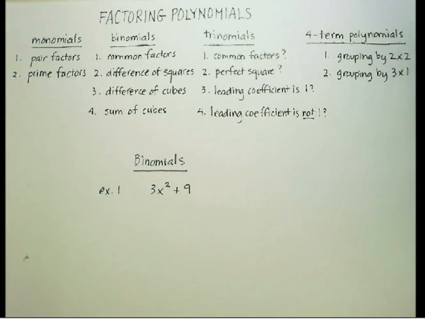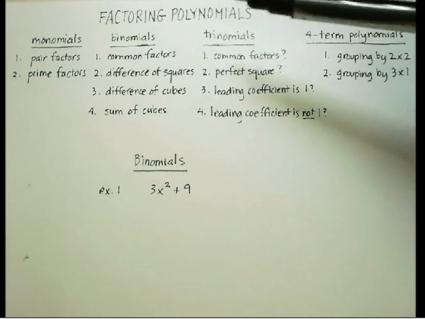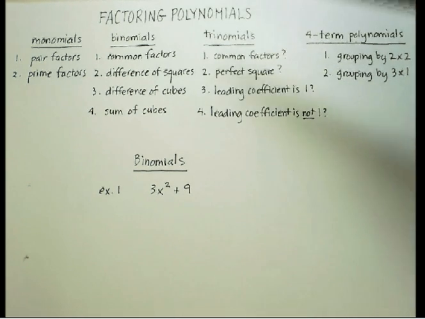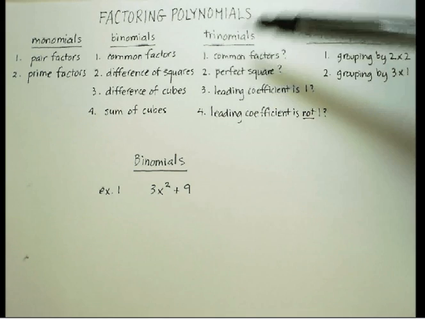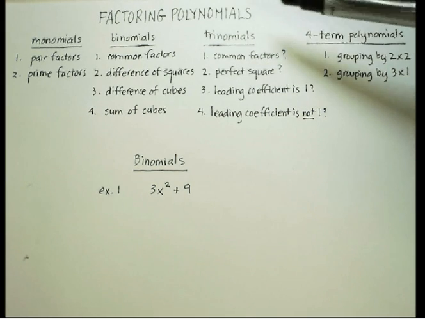actions, if you want to call them action verbs, I like to call them action verbs, that we have. And we do these with polynomials. So the opposite of distributing a number is to factor it, or to find the factors that make up the polynomial in question.